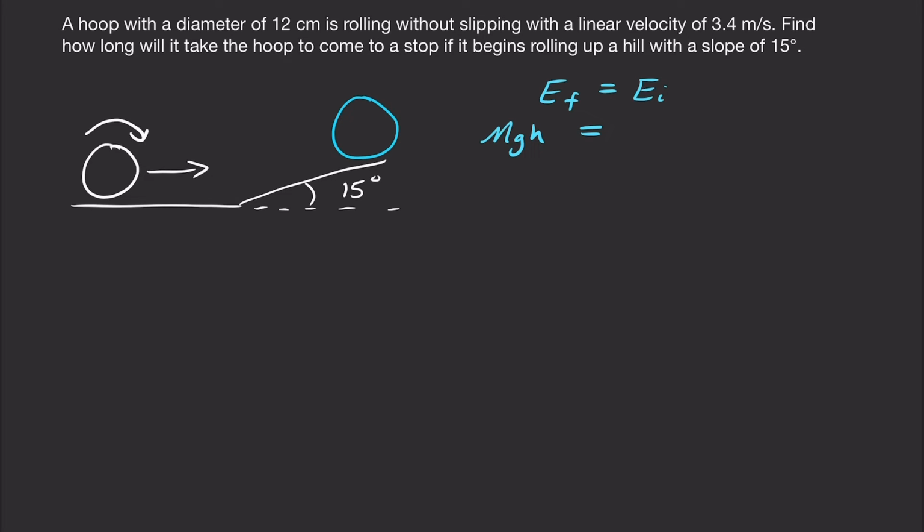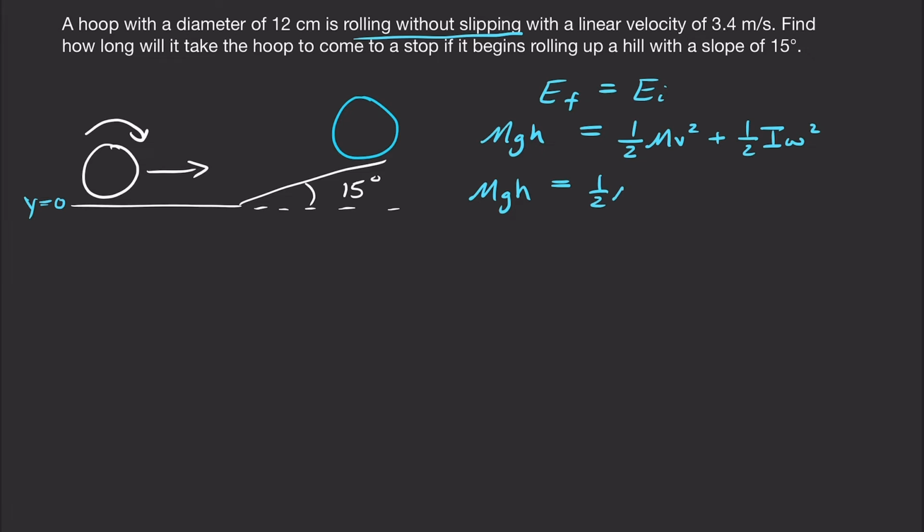And initially it is rolling without slipping, so that means it has both translational kinetic energy, 1/2 mv squared, and rotational kinetic energy, 1/2 I omega squared. Okay, and then it has no potential energy at the end. We will call where it starts y equals 0. And since it is a hoop, it will have a moment of inertia of mr squared.